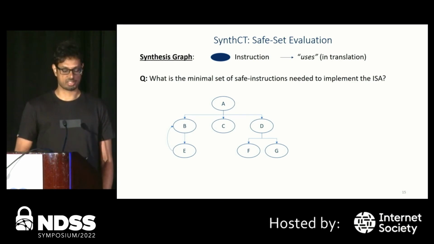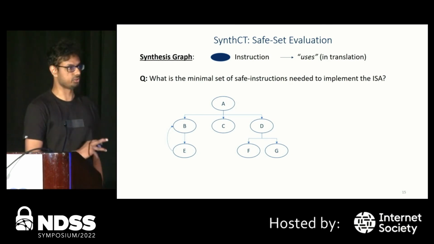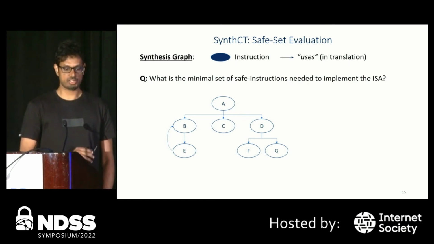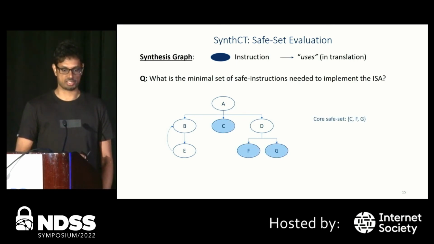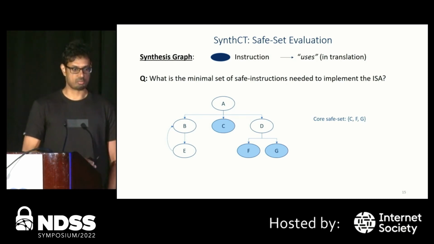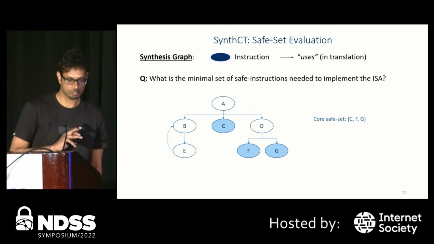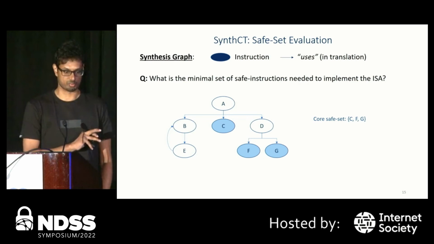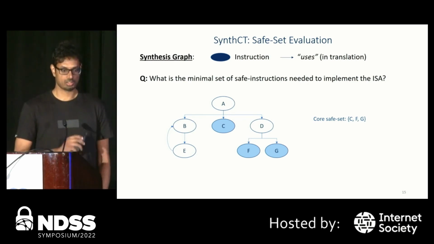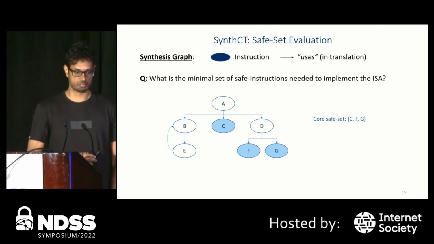Once again, the nodes in this graph are instructions, and edges represent instruction use in a translation. We need to find the minimal set of instructions needed to implement the full ISA, that is instructions A through G in this example. Clearly, we need to include the nodes that are leaves of this graph, as they don't have any translations, and they cannot be written in terms of any other instructions. I will call this a core safe set, and in this example, instructions C, E, and G form the core safe set. Next, we have a loop in this graph where instruction B uses E and vice versa.